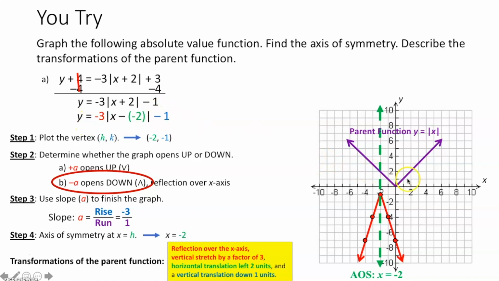So again, the negative a value flips the graph. The 3 makes it stretch, so it's thinner. The h value moves it to the left 2, and the k value moves it down 1.